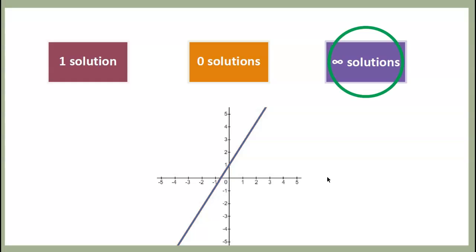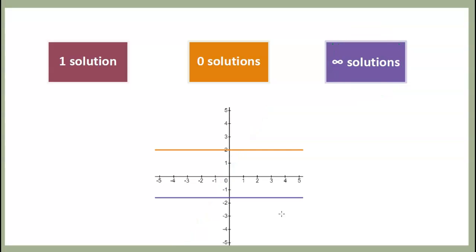Did you say infinite solutions? Yes, every point along this line is a solution. So there are infinite points. This is going infinitely off in this direction and down in this direction. There are infinite solutions to this system. Next one.